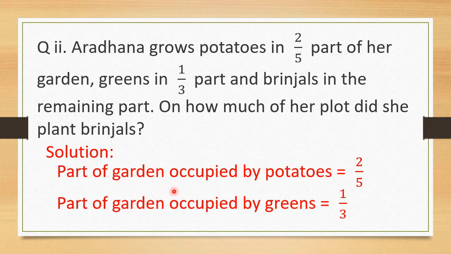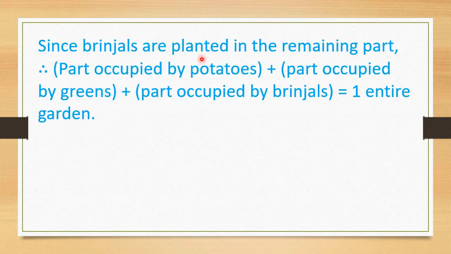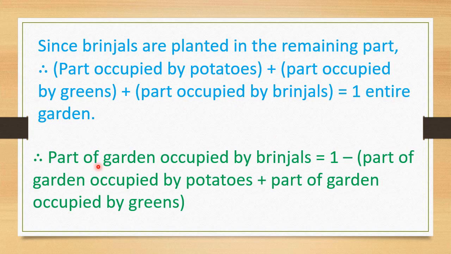Part of a garden occupied by potatoes is equal to 2 by 5, and part of garden occupied by greens is equal to 1 by 3. Since brinjals are planted in the remaining part, therefore part occupied by potatoes plus part occupied by greens plus part occupied by brinjals is equal to one entire garden. So part of garden occupied by brinjal is equal to 1 minus part occupied by potatoes plus part of garden occupied by greens.